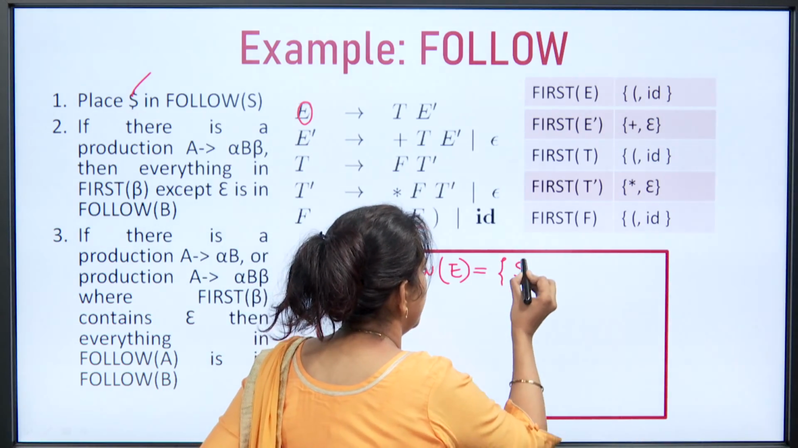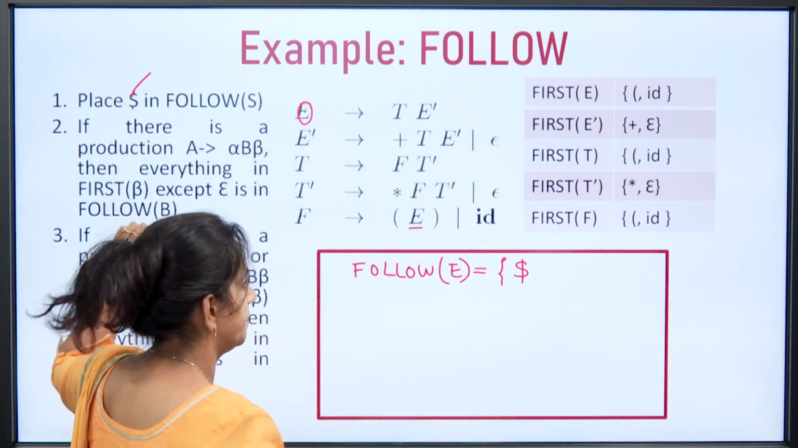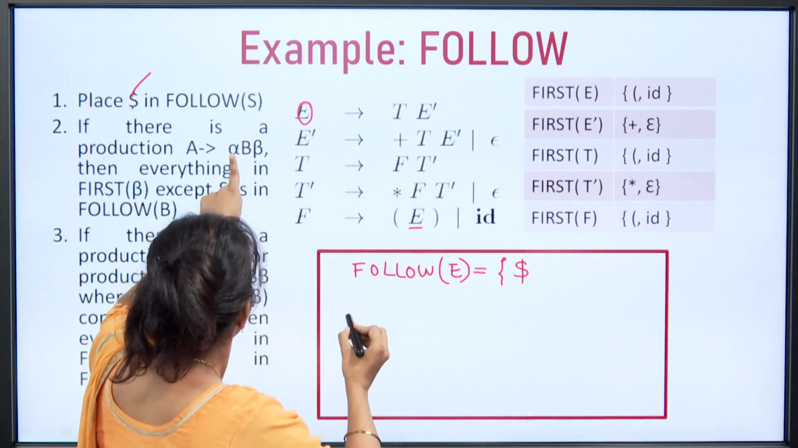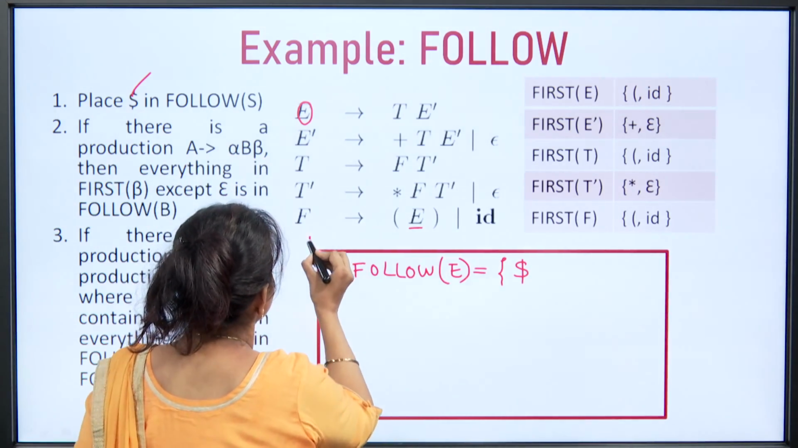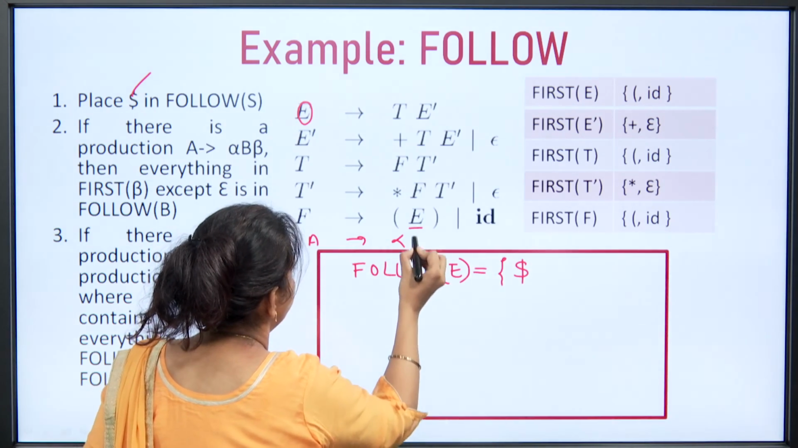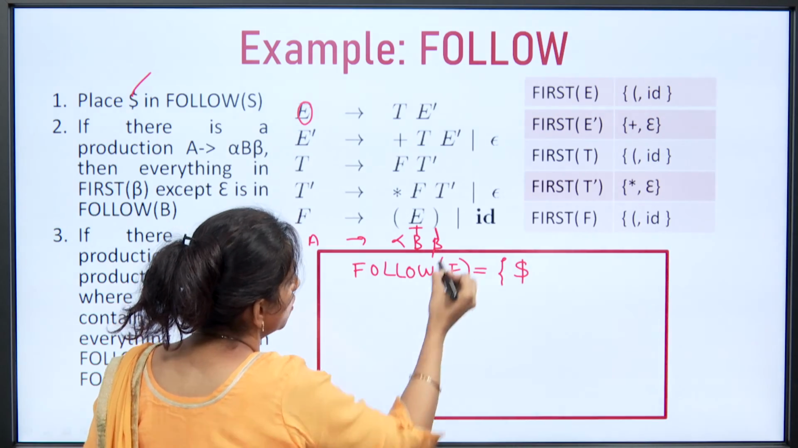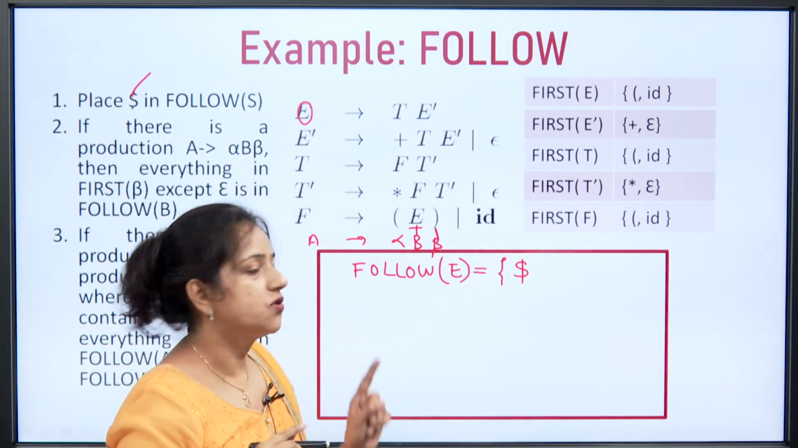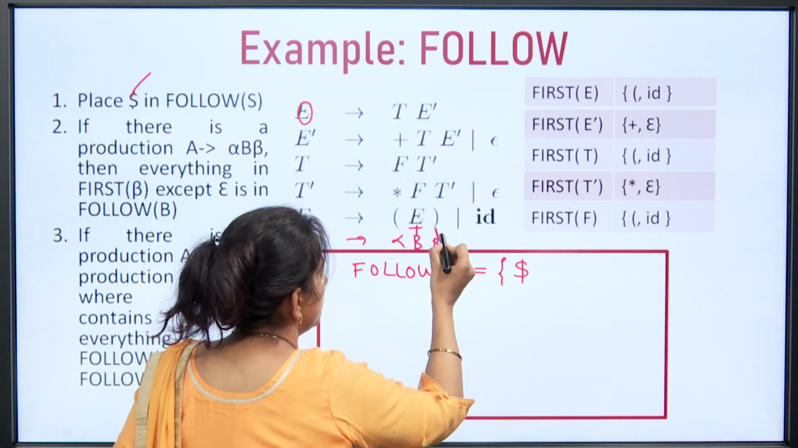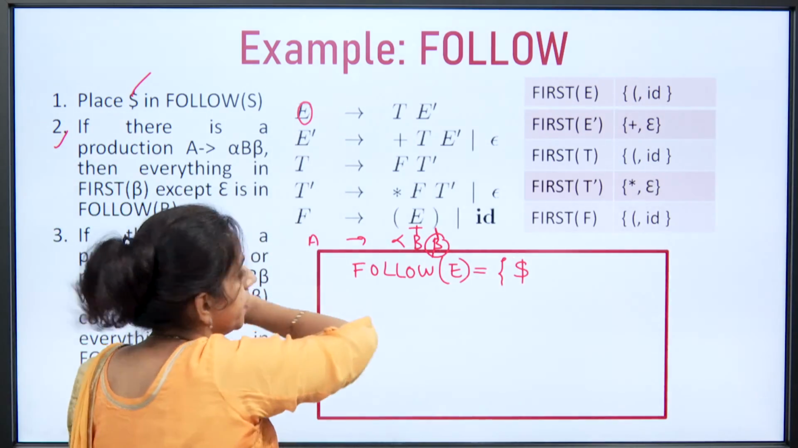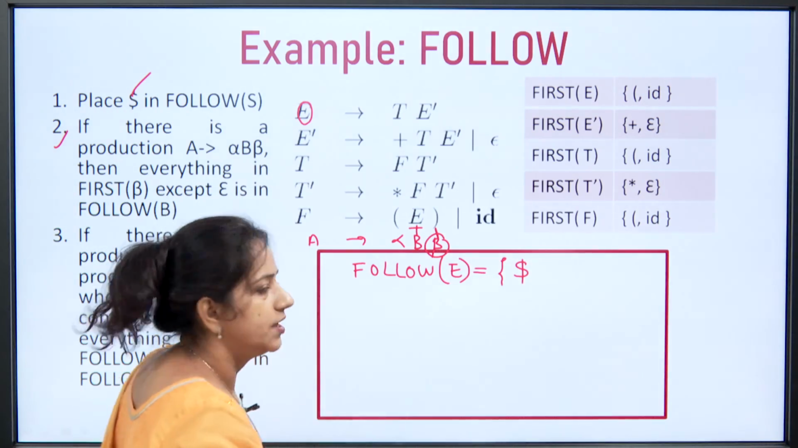So, here we will add a dollar according to rule 1. Now, rule 2. Now, we have this production A → alpha B beta. So, just A alpha B beta. So, we can say beta is closing parenthesis, right. So, we will obtain here beta is not equal to null. So, we will apply step 2 where beta is not equal to null.